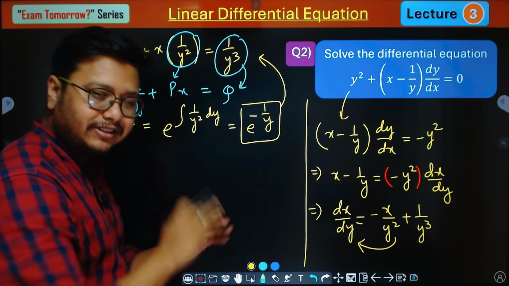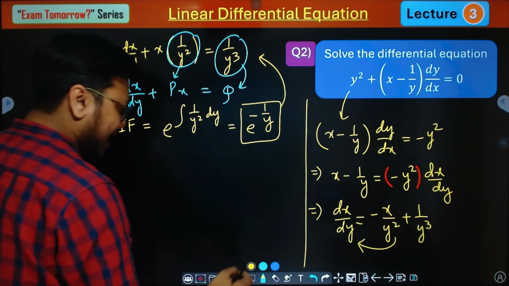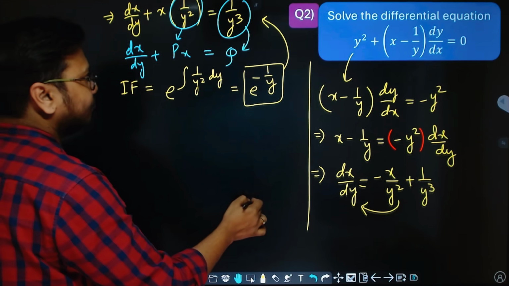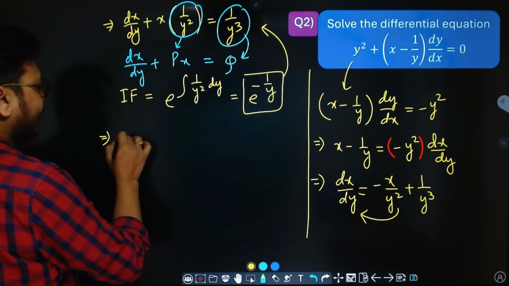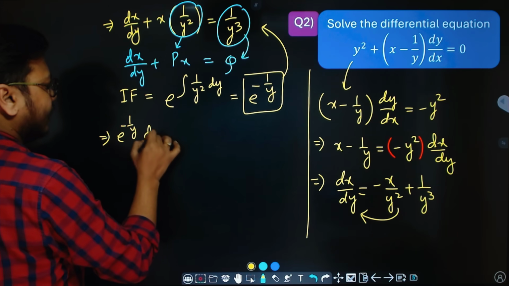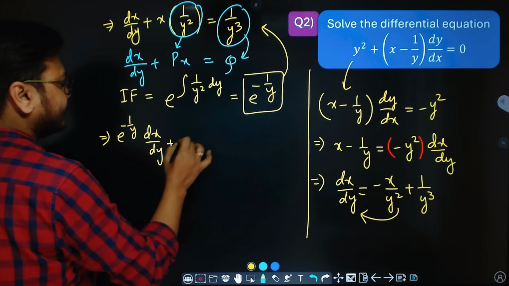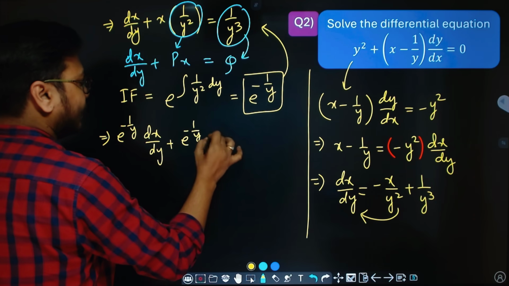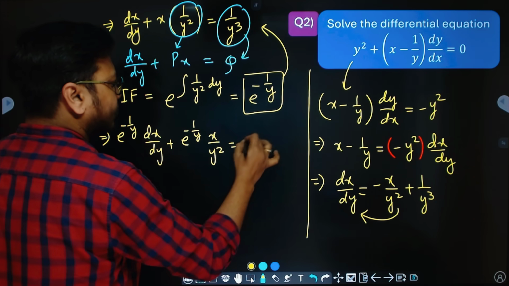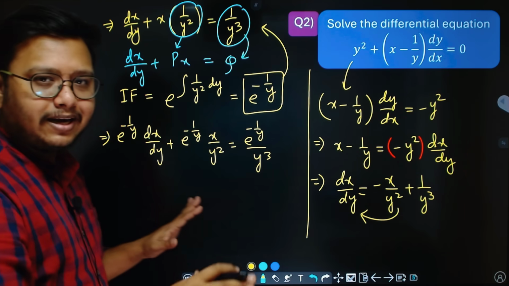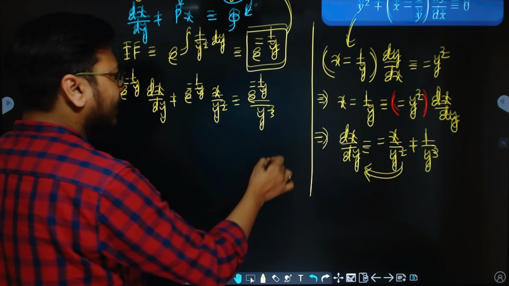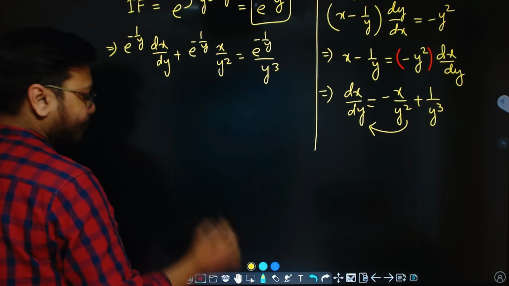So if I multiply it on both sides, I'll just write that line as a mandatory statement for your exams. So multiplying by the integrating factor would make it e to the power minus 1 by y dx/dy plus e to the power minus 1 by y x by y square equals e to the power minus 1 by y cube. So I've multiplied it. Okay, now I'll directly go to the format of the solution.